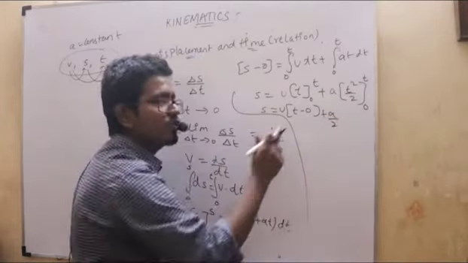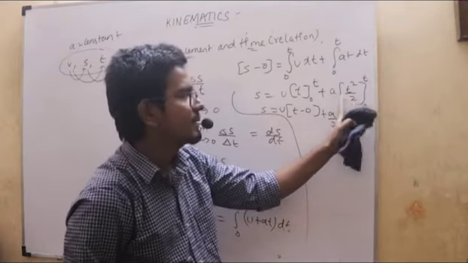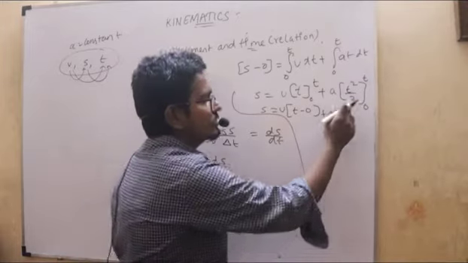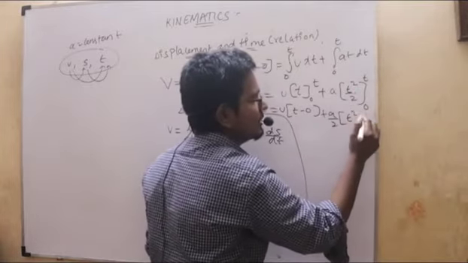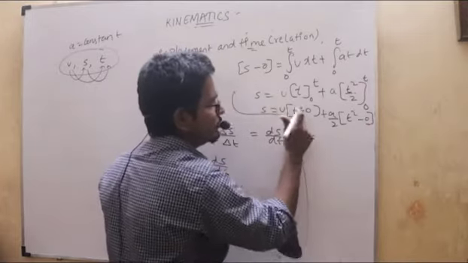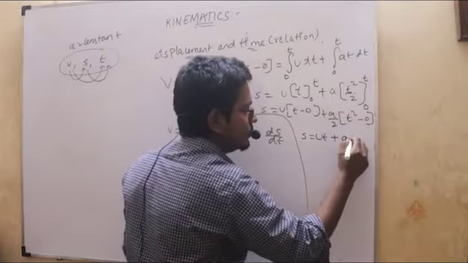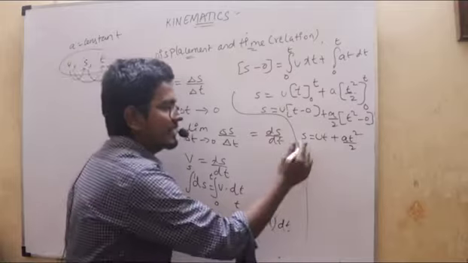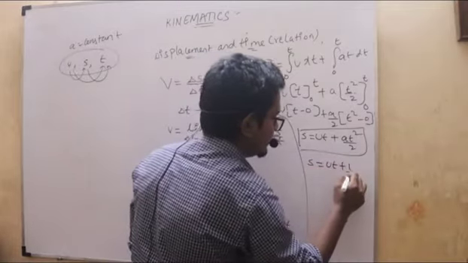Why am I bringing this 2 outside? It is a constant, so I am bringing it out of the bracket. Inside is t square, upper limit t square minus lower limit 0, so t square minus 0. So s is equal to u into t, that is ut, u into 0 is 0, plus at square by 2 minus a into 0, which is 0. So I am getting one more equation, s is equal to ut plus half at square.